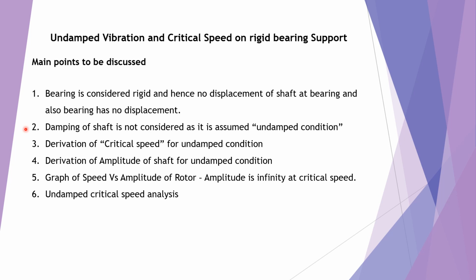Derivation of critical speed for undamped condition and derivation of amplitude of shaft for undamped condition. Then we'll also see the curve and graph of speed versus amplitude of rotor, and amplitude is infinite at critical speeds. And lastly, the undamped critical speed analysis.